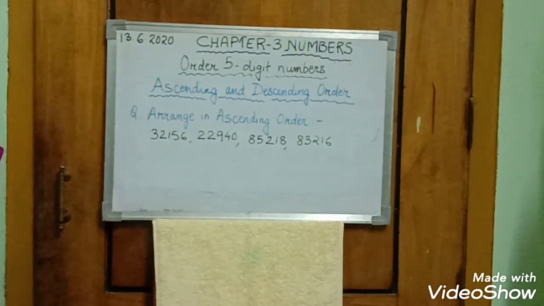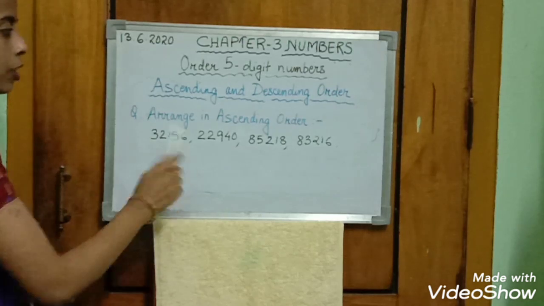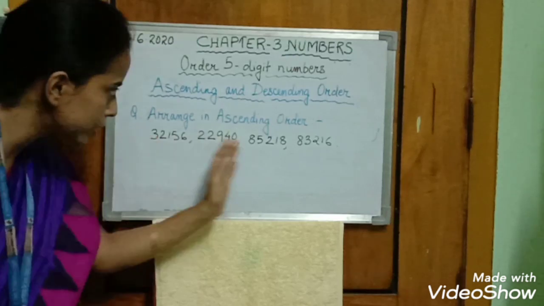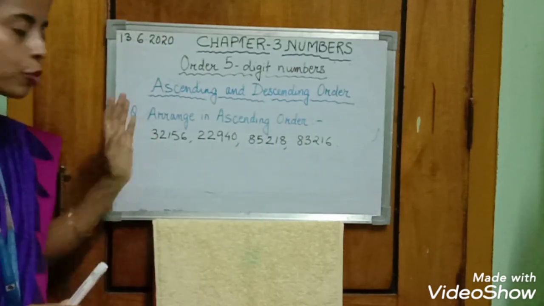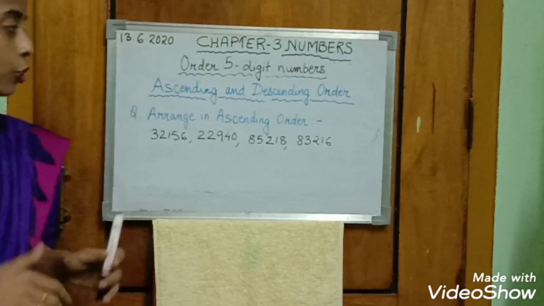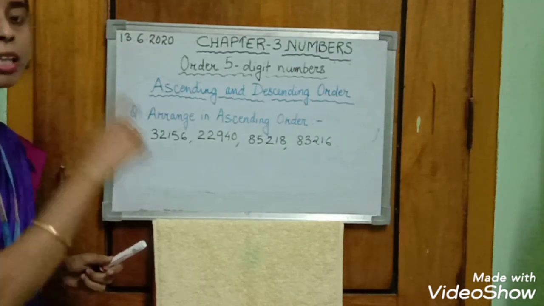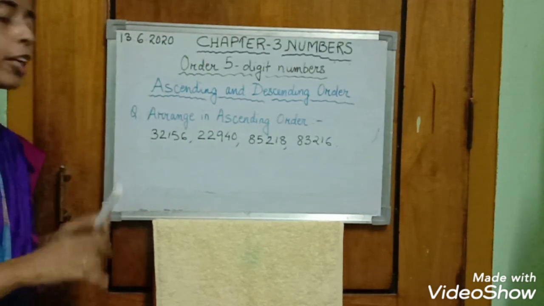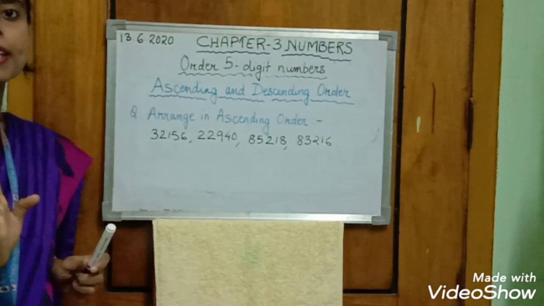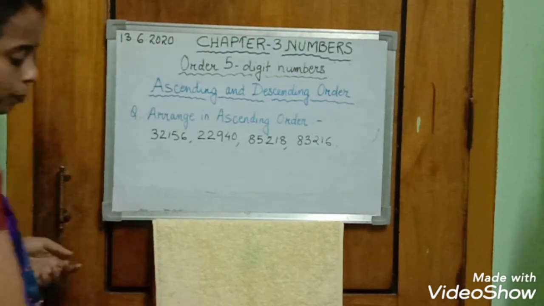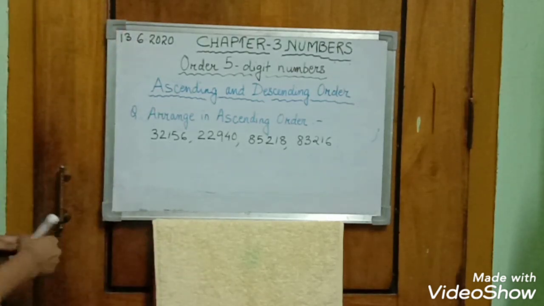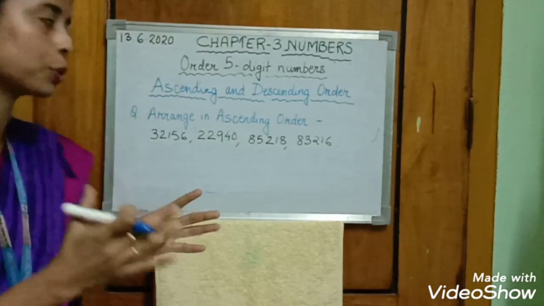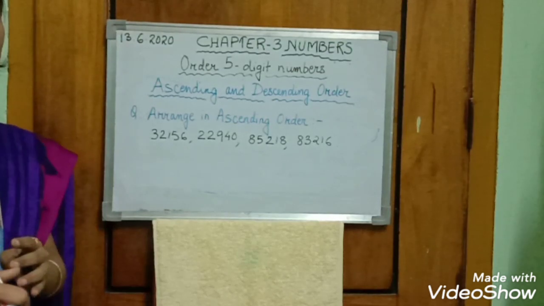About the ascending order. Okay, let's look at this example. The example is: arrange in ascending order. Certain 5-digit numbers are given. Then what you have to do? You have to arrange them in ascending order. So children, what is ascending order? The numbers that are arranged from smallest to the biggest are called ascending order, or we can call it increasing order. Now, look at these numbers. First you have to observe. And here also place value will help us to arrange the numbers in a proper way.